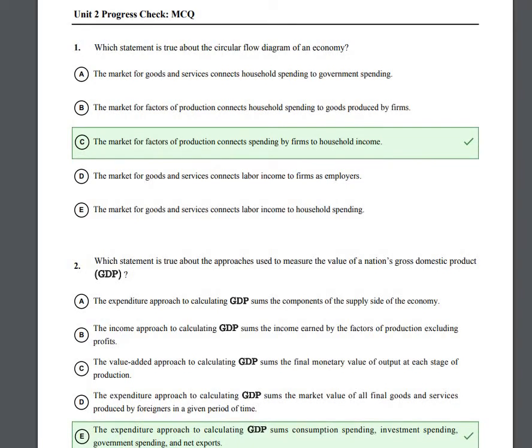Okay, so on to the progress check. I'm going to briefly explain the answers to each of these questions. Hopefully this helps you make sense of it.